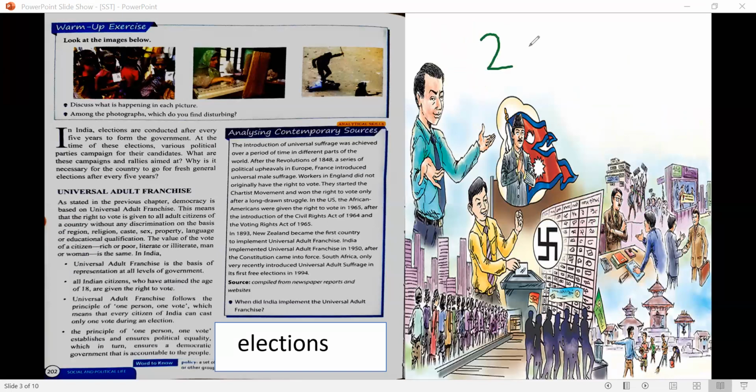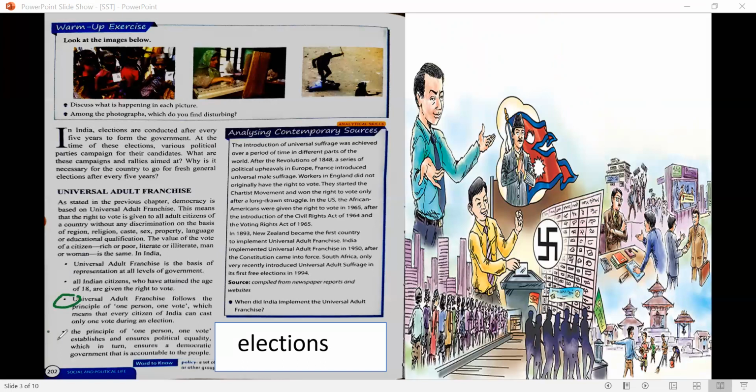So that is why two persons, two votes: one person, one vote each. Okay, one person, one vote. Now, this is the concept at this point. Hope it is clear.